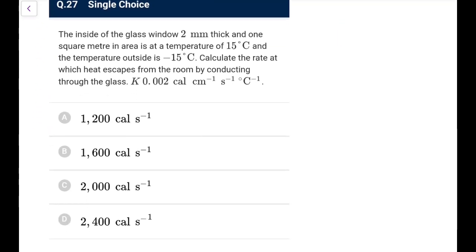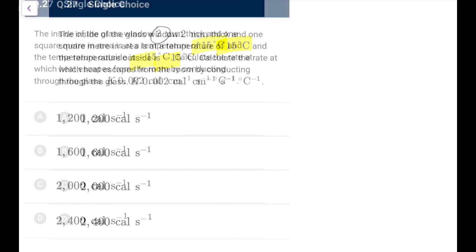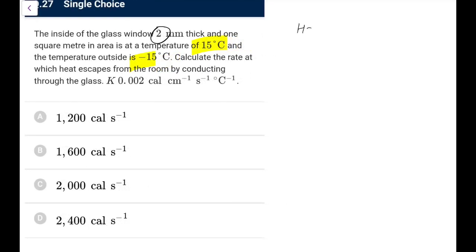The inside of a glass window 2 mm thick, 1 square meter in area, is at 15, and the outside is minus 15. Okay, the difference is 30. Calculate the rate at which heat escapes. So we have done this. The formula you know is H is equal to K A delta T by L. That is what we will apply. The K value is given as 0.002 calorie per centimeter per second.